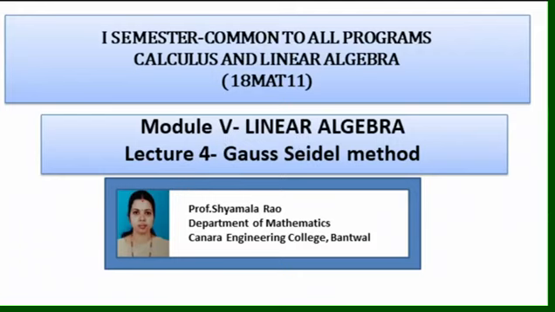In the last lecture we have seen solutions of systems of linear equations by two direct methods called Gauss elimination method and Gauss-Jordan method. Using these direct methods we actually get the exact solutions of the system. In this lecture we are going to discuss the solution of system of equations by an iterative method called Gauss-Seidel method, and iterative methods give only approximate solutions.